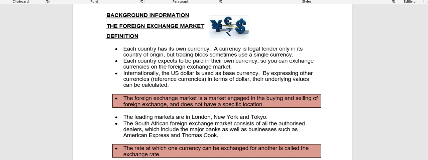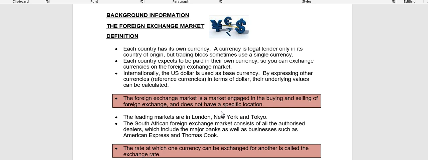So there will be a Rand dollar exchange rate. There will be a euro dollar exchange rate. The base currency, the yardstick that we basically use to measure the values of different currencies, is going to be the US dollar. This here is your definition of the foreign exchange market. We also did this in chapter 1.